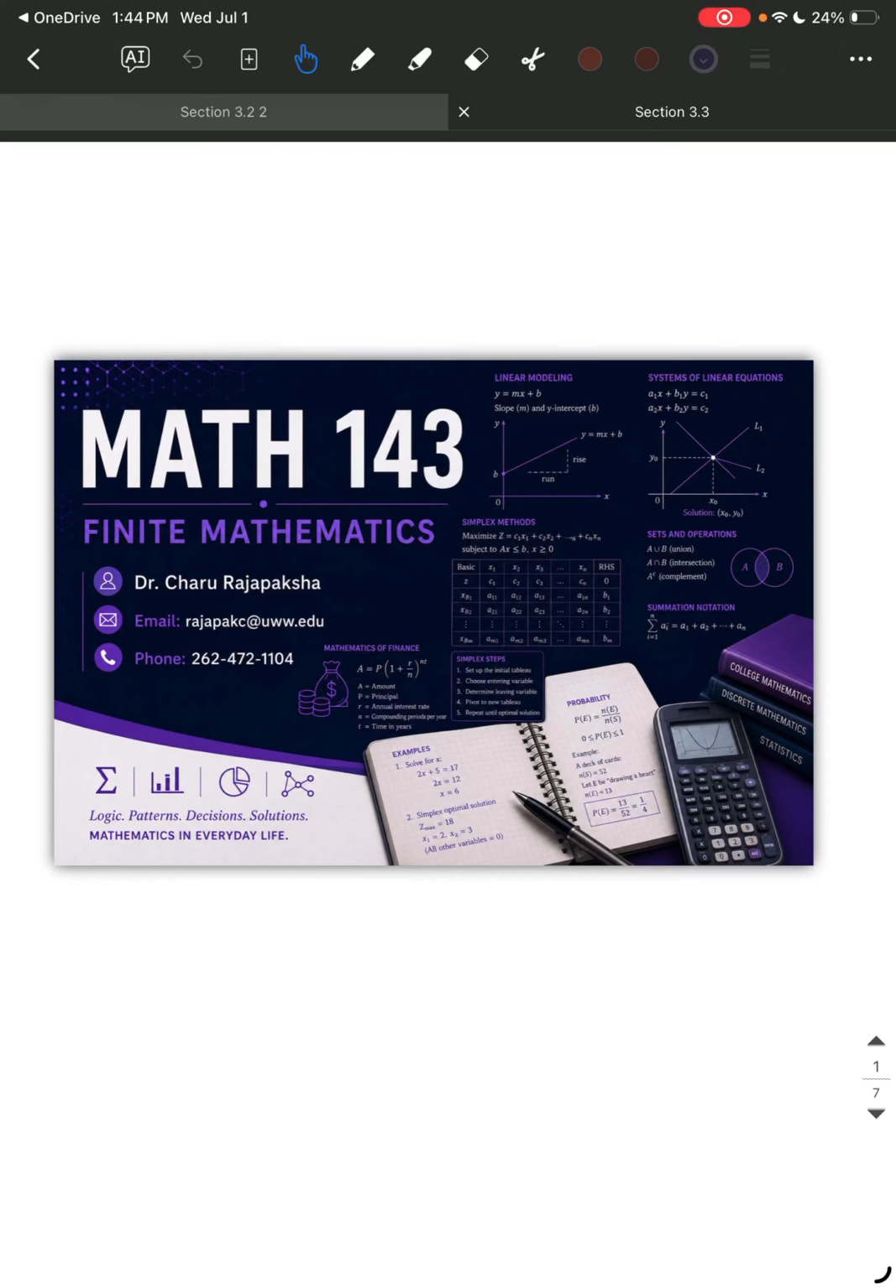Hello everyone and welcome back to Math 143, Finite Mathematics. In our previous lecture, we learned how to formulate linear programming problems by identifying decision variables, writing objective functions, and expressing the constraints. Today, we will learn how to solve these problems graphically.